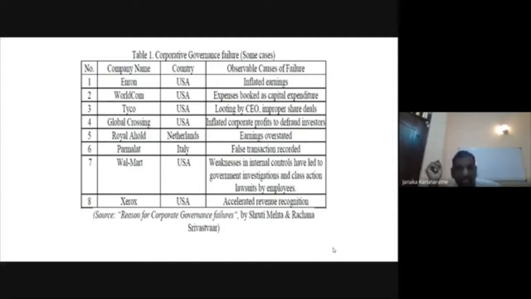Again, control weakness. Walmart, USA, weaknesses in internal controls have led to government investigations and class action lawsuits by employees. So that's internal control failure. Okay, Xerox, accelerated revenue issues. So all these entities have run into problems, some of which arise due to governance issues. So it's very important for us to identify the governance structures so that there won't be any possible failures in the relevant institutions.